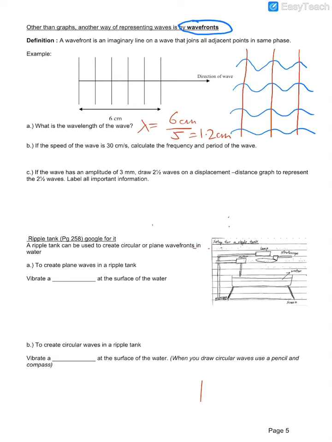This marking, what is this marking? What is this marking? How much is this? What value? 0.4. Look, distance. 1.2. Distance means wavelength, right? Okay, so be careful.